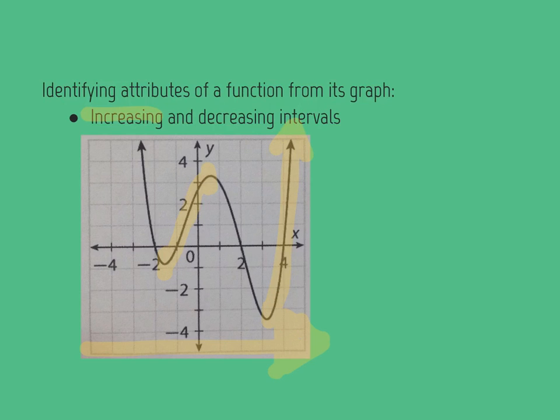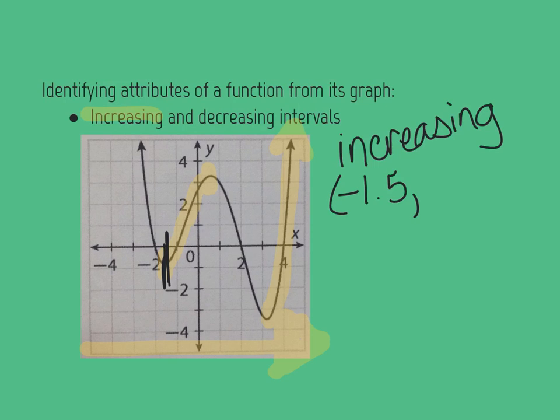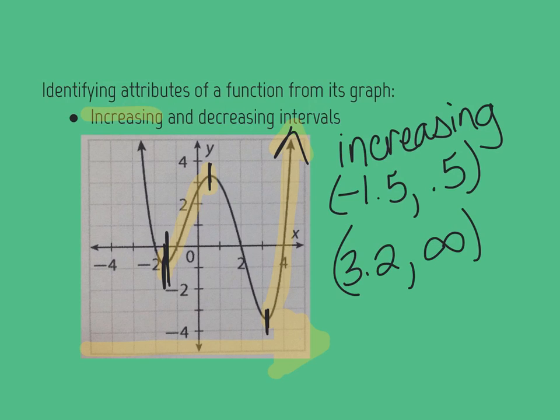So if we're going to write our increasing intervals, there, increasing, we would say from this value at negative 1.5 to this value, which looks like about 1/2 or 0.5. And from this value, which is a little bit more than 3, we'll guess like 3.2, up to infinity. You would list both of them.